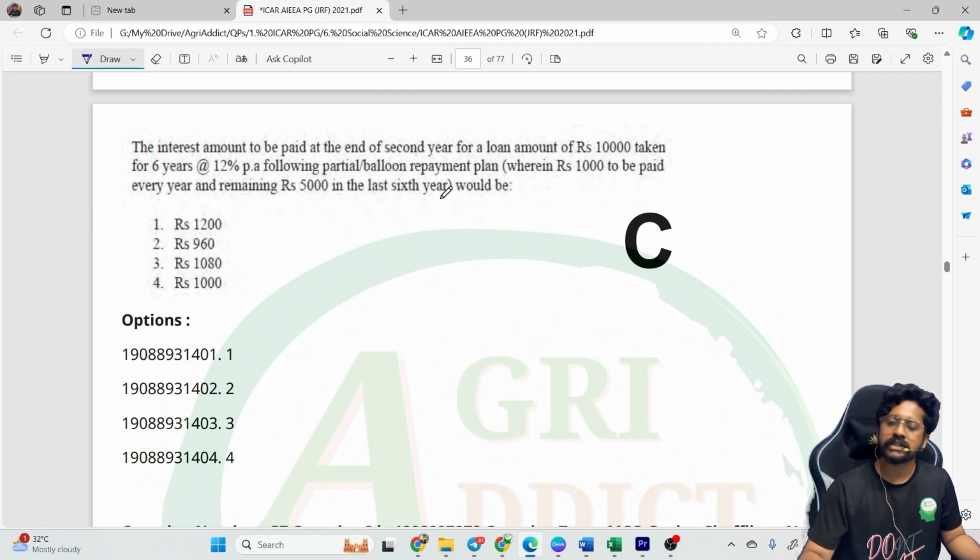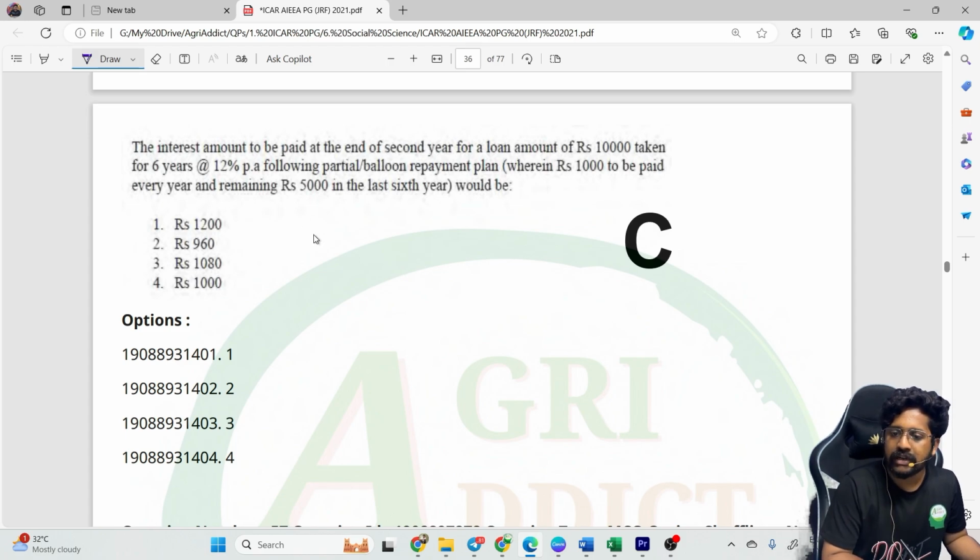What is actually a partial repayment plan? A partial repayment plan is nothing but the principal amount has to be repaid every year, but in small amounts, and in the final year the bulk of the amount will be repaid. So suppose they have been told that the loan amount taken is rupees 10,000, and it is taken for 6 years, right?